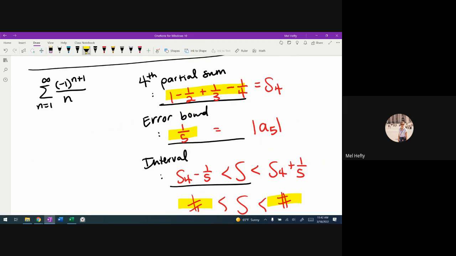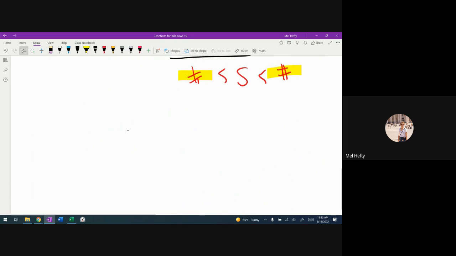All right, last couple. I just want to know what this is asking for. What is this asking you to do? Yeah, it's asking you to find the sum. I only know how to find the sum of two series: geometric and telescoping. Which one is this?